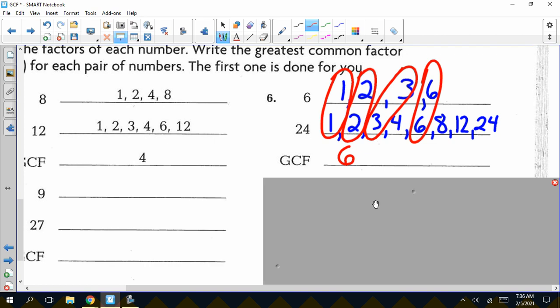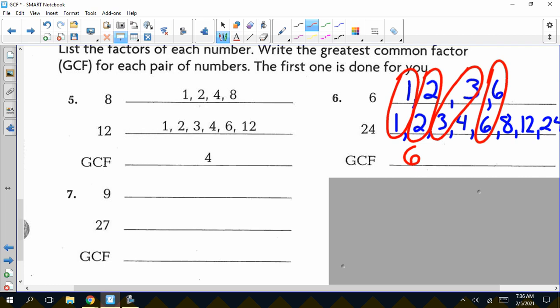For 9 and 27, it's kind of similar to what we just did here. We're going to start with 1. We're going to go 1 times 9. Then we check 2. 2 times nothing is going to give us 9, because 2 is an even number and 9 is odd, so that's not going to work. Then we try 3. It's 3 times 3. So that's it. That's the only factors of 9: 1, 9, and 3.